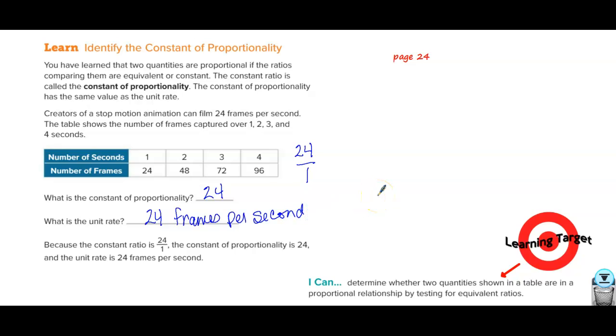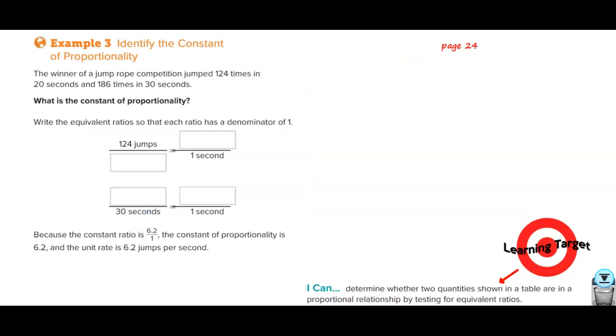Messy handwriting. Okay, and actually that information is down here too. So that's proportional. Identify the constant of proportionality.